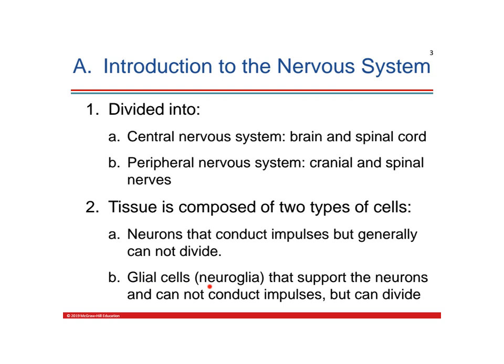Glial cells, also called neuroglia, are support cells. They do not conduct impulses, therefore they're not excitable cells, but they are able to divide.